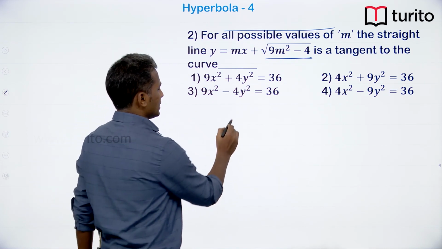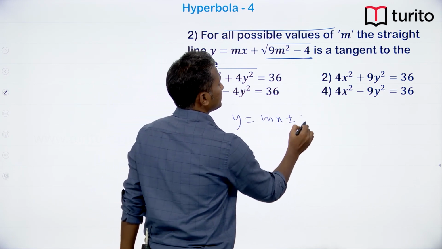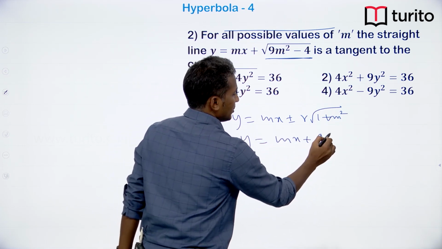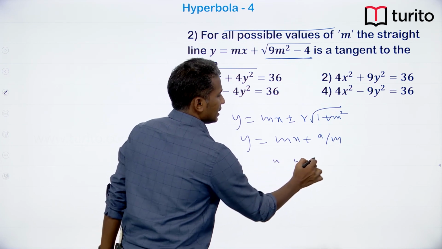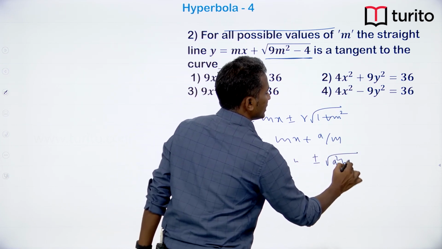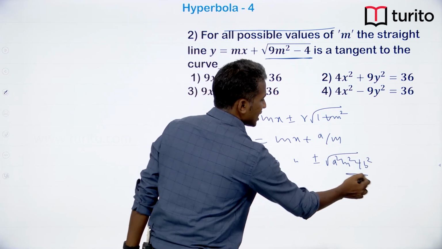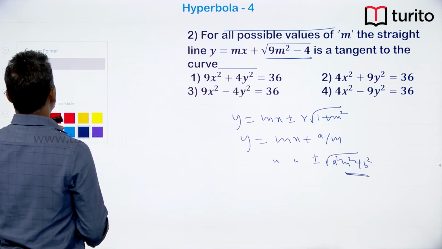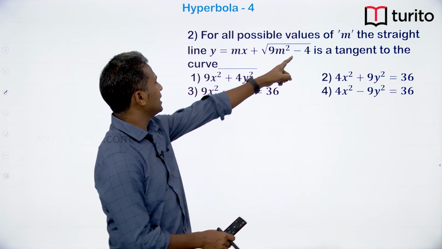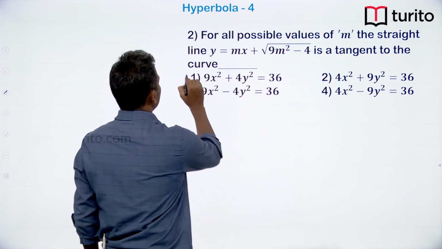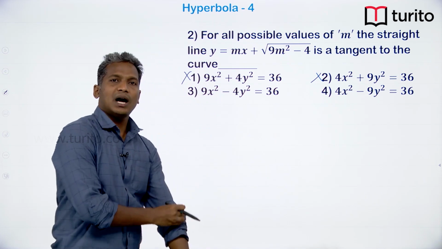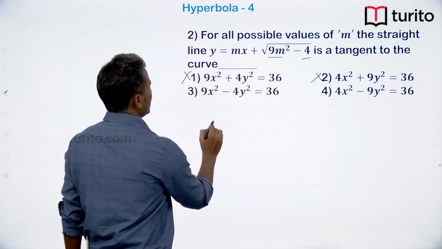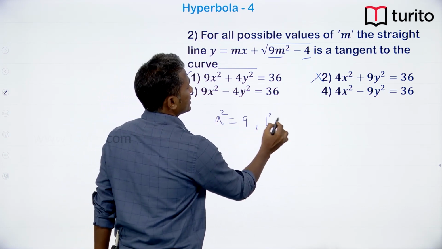So for example, if you look at the circle, you get this. If you look at the parabola, it has a by m. If you look at the ellipse, it has root of a square m square plus b square. Only the hyperbola has a minus sign there. So it is easy to check which curve it is going to be. If there is a minus sign here, definitely it has to be a hyperbola. That eliminates these two options. And then further, it must be a square m square minus b square. So a square must be 9 and b square must be 4.